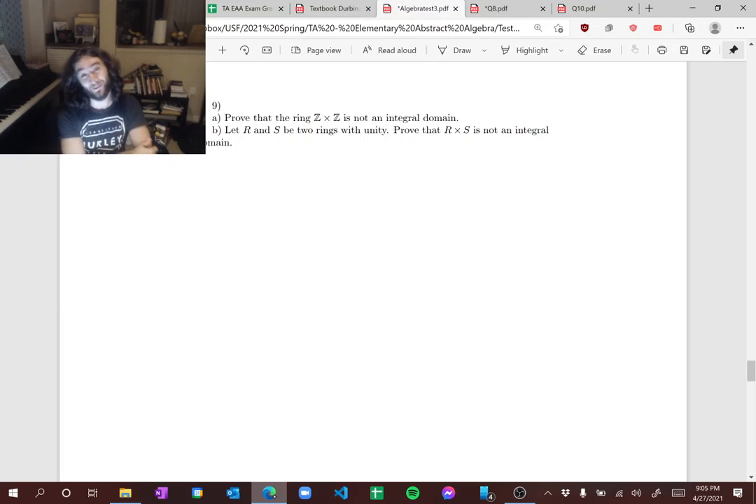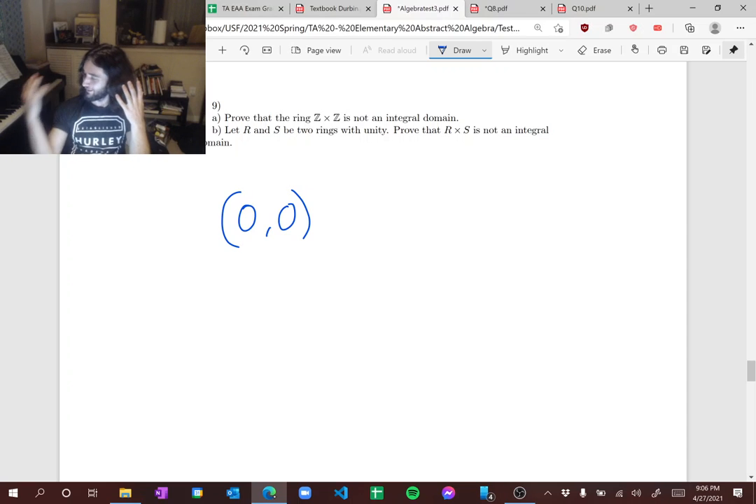So to prove that the ring Z cross Z is not an integral domain means we just have to find two elements which are zero divisors, right? Two elements which are not zero, but when you multiply them together, they are zero, right? So in Z cross Z, what I mean by zero would be the element 0, 0, with 0 from Z and 0 from Z. That's the zero element.